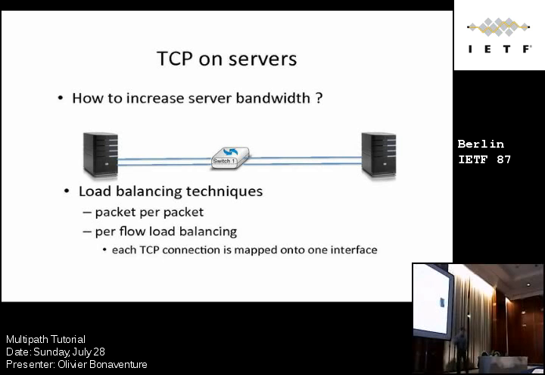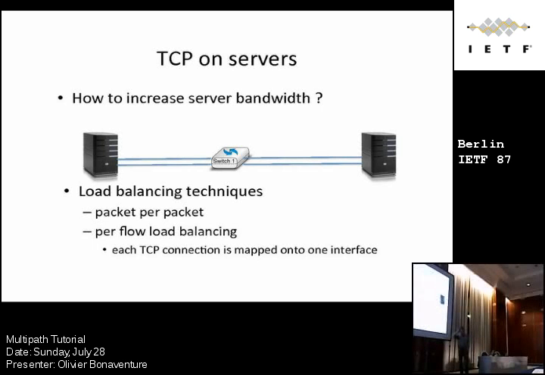The other option is to do load balancing at the TCP connection level. So you would identify each TCP connection, do a hash over the TCP connection, and send, say, the even TCP connections on the left interface or the odd TCP connections on the right interface. If you do that, each TCP connection will not be able to use more bandwidth than what's available on one interface. This works. This is used by many people today. With Multipath TCP, what can you do?